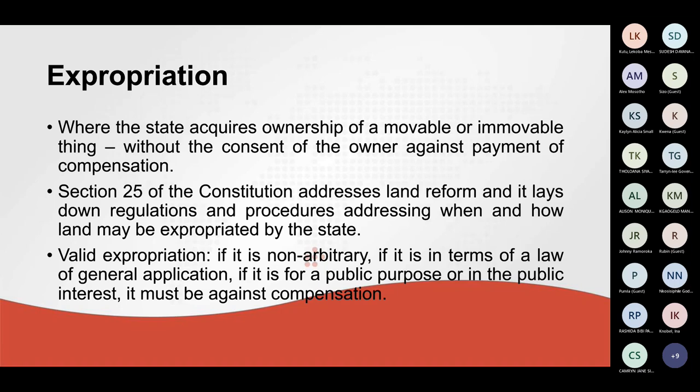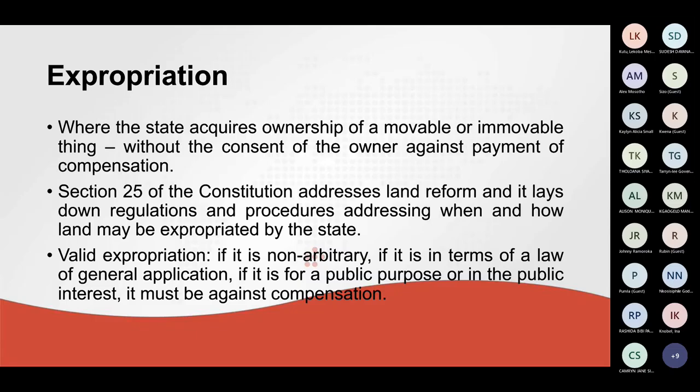Okay, so expropriation. Expropriation is also an example of a method of original acquisition of ownership. Now, what does expropriation entail? It's where the state acquires ownership of a movable or an immovable thing without the consent of the owner. Remember, I've mentioned before that with original acquisition of ownership, there is no cooperation from the owner, whereas in the case of derivative acquisition of ownership, there is cooperation with the owner of the property.